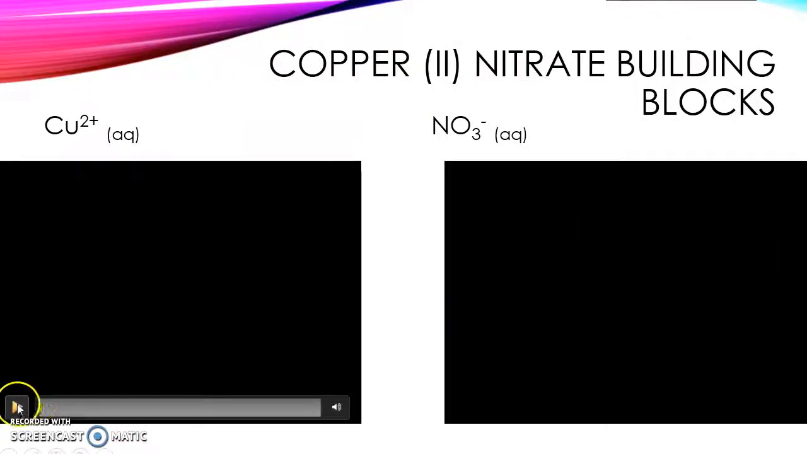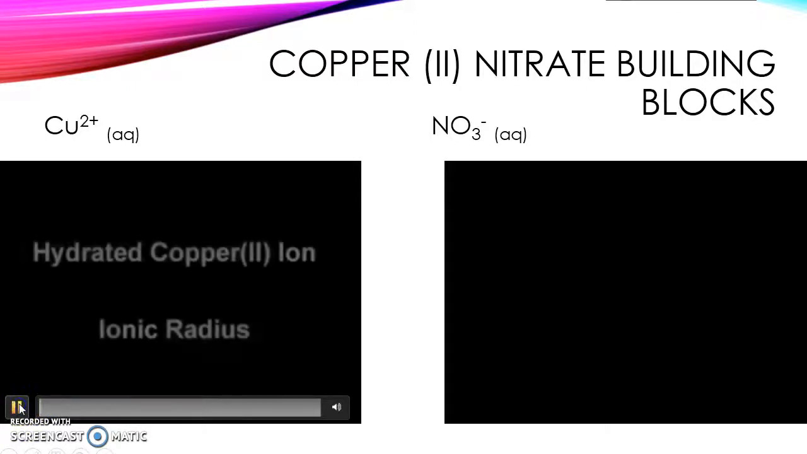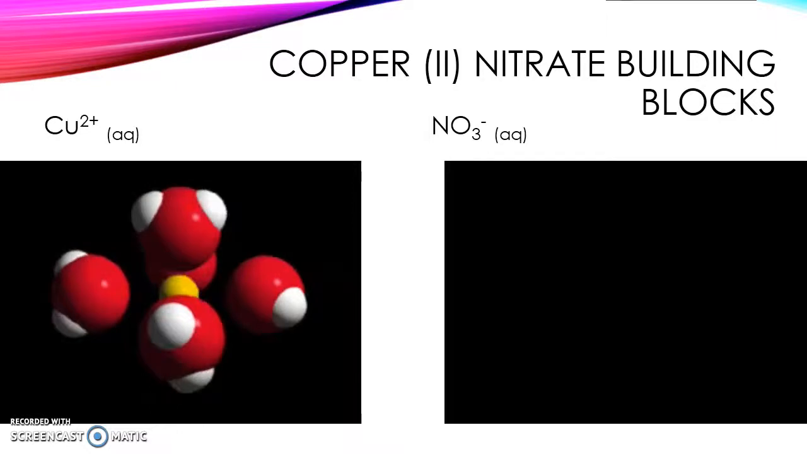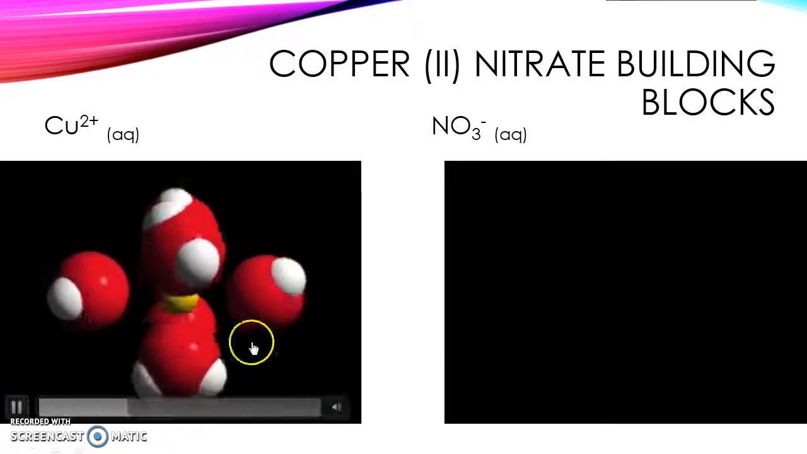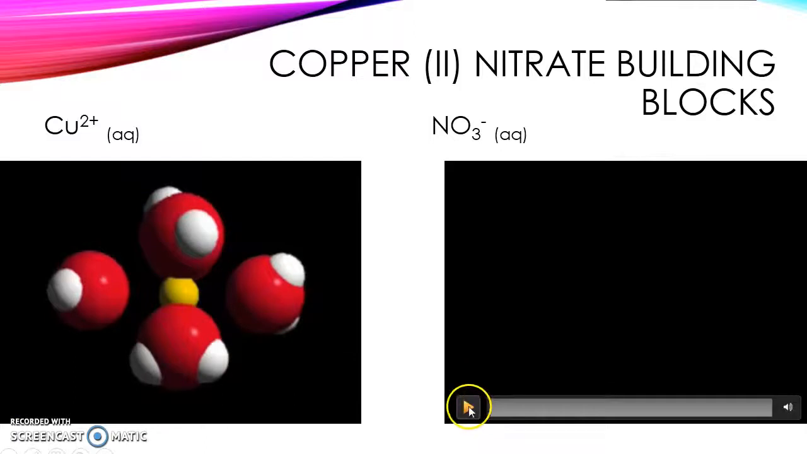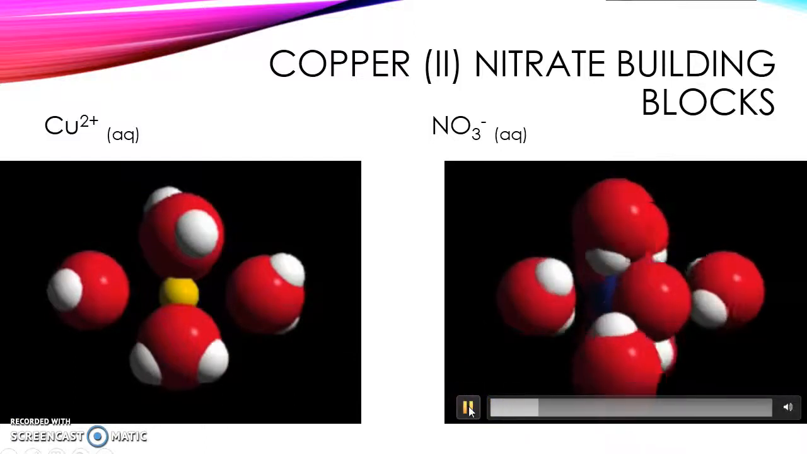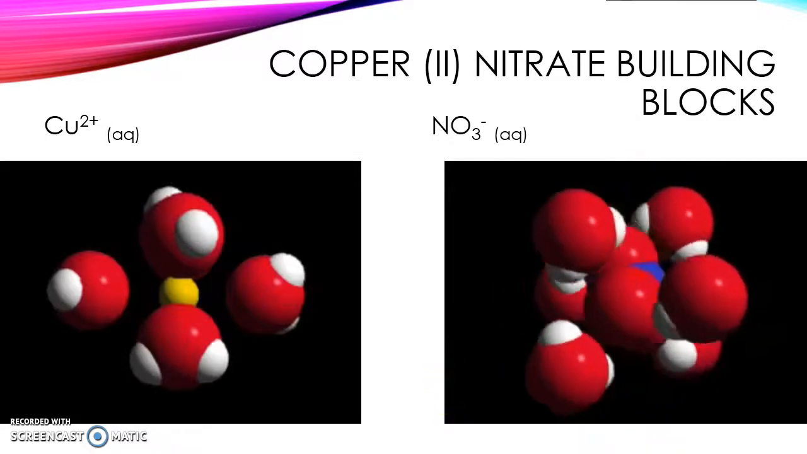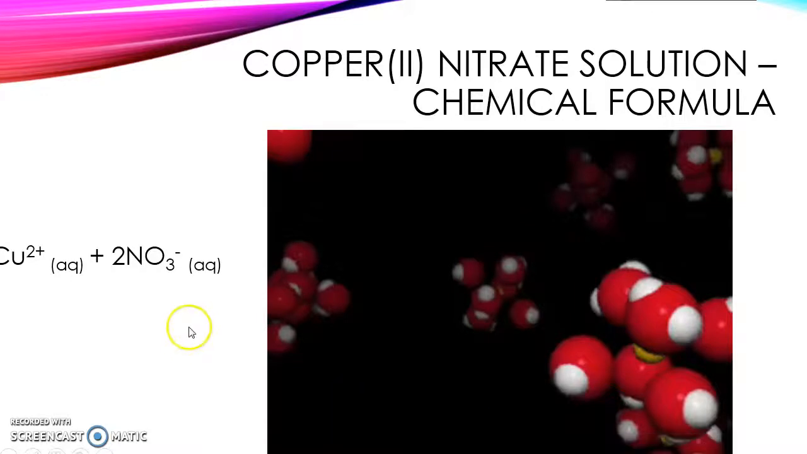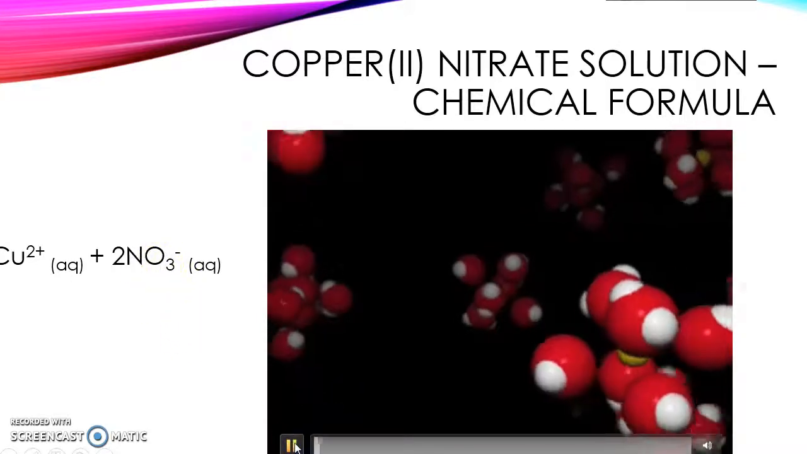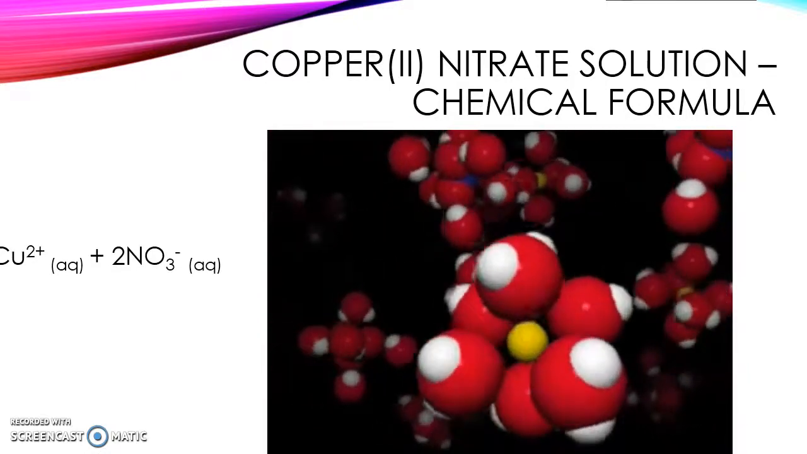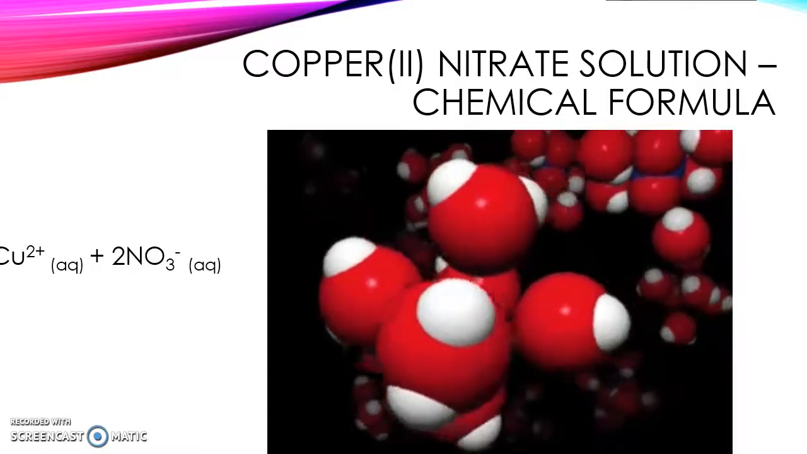Here we have the copper-2 ion, in terms of what it looks like. It's hydrated with 6 water molecules, and we also have the hydrated nitrate ion. Notice, as we move on to the next animation, that in the copper-2 nitrate solution there are 2 nitrate ions for every copper ion. You can stop the video if you wish and count them.